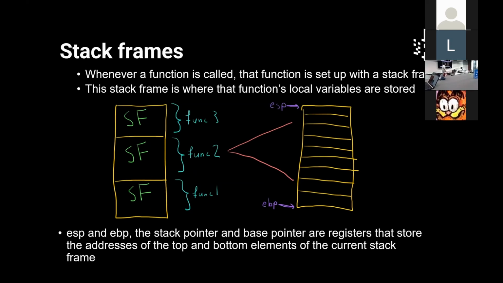Now, one of the hallmarks of modern programming that allows for recursive function calls is that every single instance of a function has its own local variables. That's why you're allowed to have a function that calls itself recursively, because each instance of the function has its own local variables, even if it's the same function. And so every single time a function is called, it has its own stack frame here, which stores all of its local variables. func2, func1, func3, these are all different functions. And the bounds of the stack frame currently in use are determined by what's known as the stack pointer, which points to the top of the stack, and the base pointer, which points to the bottom of the stack.